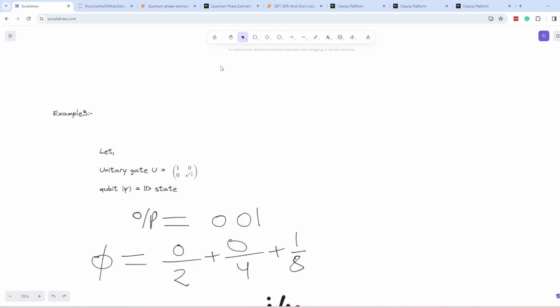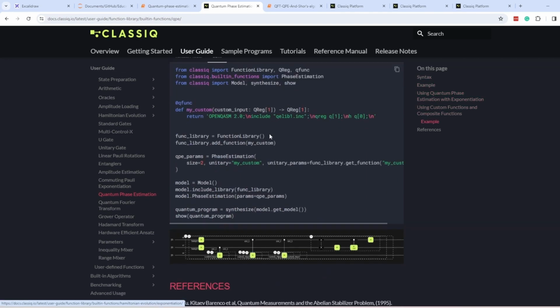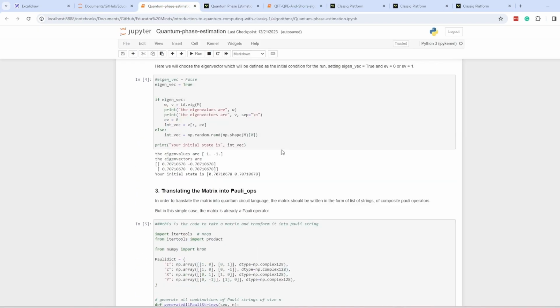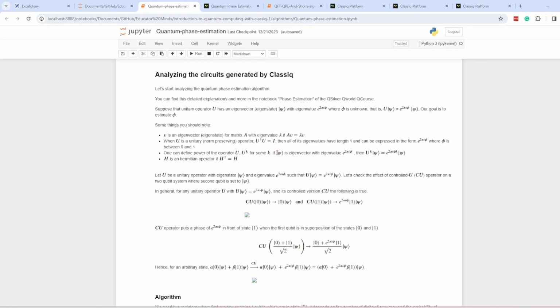So this was an introductory video on quantum phase estimation. Now you can refer to the quantum phase estimation tutorial of Classiq, and also you can go through the quantum phase estimation notebook for more examples and practice tasks.